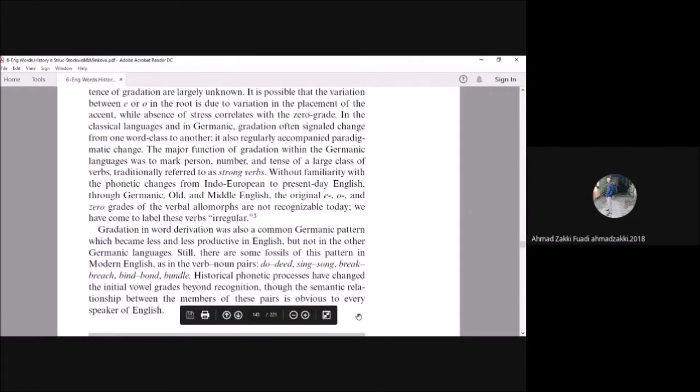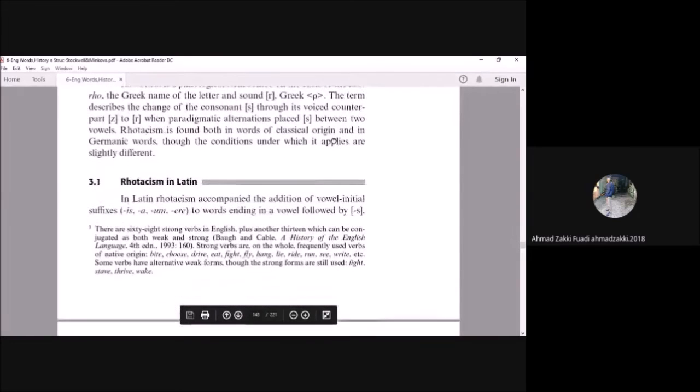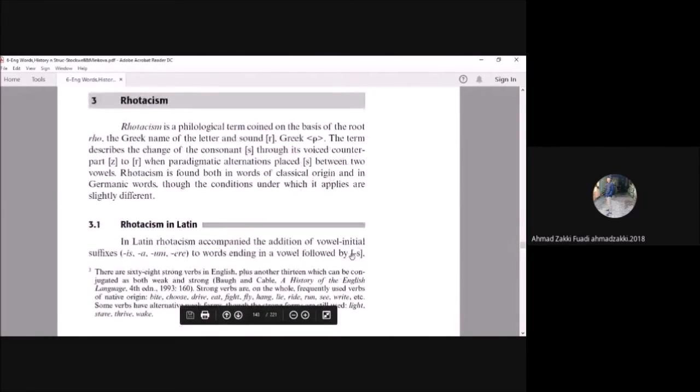Okay, let's move to the next topic. The next topic is rhotacism. Maybe anyone wants to explain this?